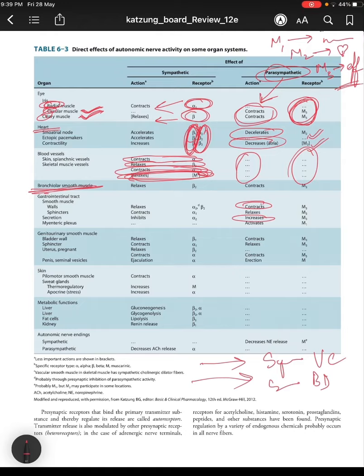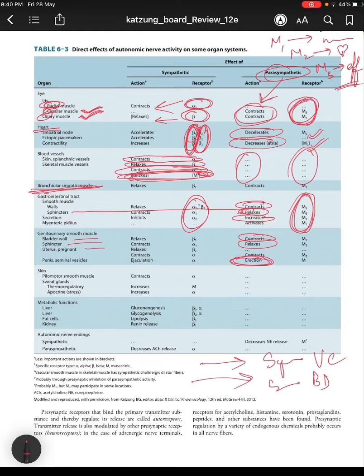Secretion increases, the smooth muscles contract, the sphincters relax, and the myenteric plexus is activated. That is what causes the smooth muscles to contract, and you have several receptors that are causing these actions. All right, and similarly the sympathetic receptors. And next, coming to the bladder wall, basically your parasympathetics cause contraction of the smooth muscles and relaxation of the sphincters. So that is what's happening again.